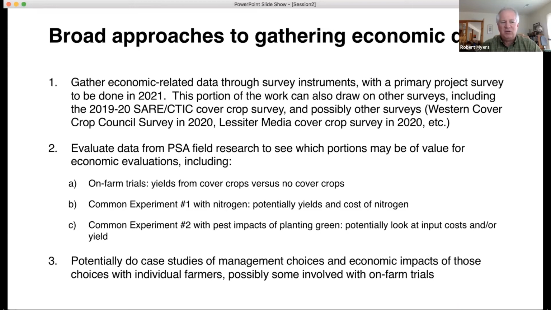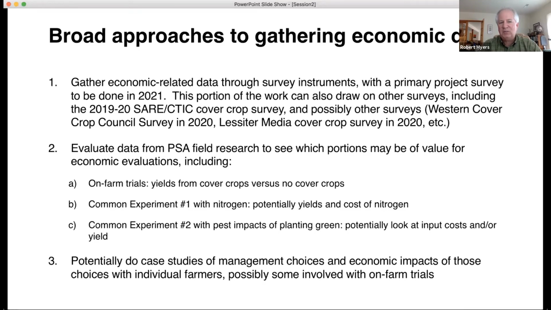So that includes the on-farm trials, looking at yields from cover crops versus no cover crops, looking a bit at common experiment number 1, how we're getting some responses to nitrogen, and common experiment number 2. Now there are some limitations in those 2 experiments in terms of applying that to farm situations because they are controlled experiments, but we do think we'll gain some insights there that will be helpful for the economics.